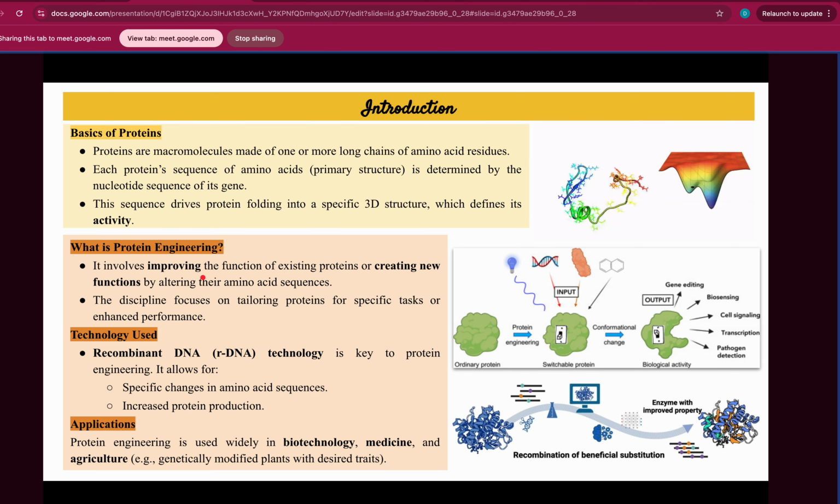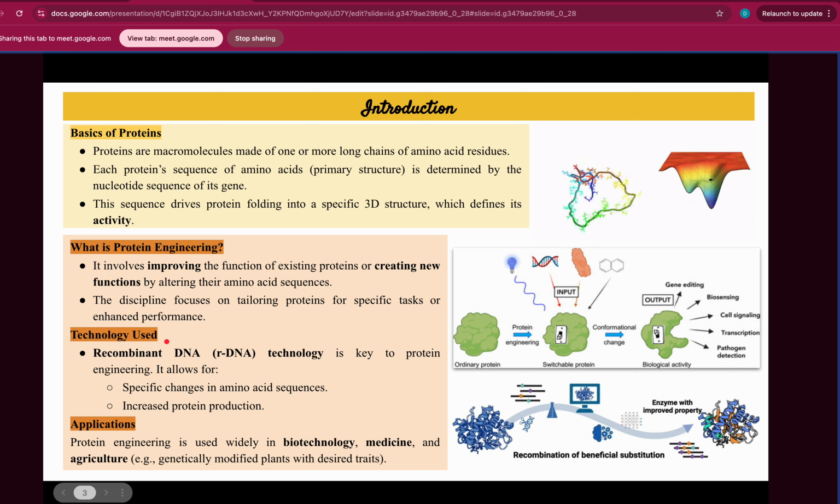It involves improving the function of existing proteins, or creating new functions depending on the need, by altering their amino acid sequence. So we can make certain mutations or changes in the protein so that we can enhance its function. This discipline focuses on tailoring proteins for specific tasks or enhanced performance.